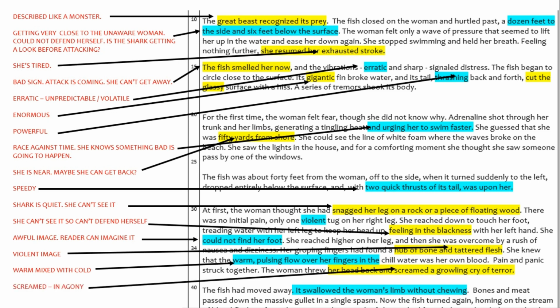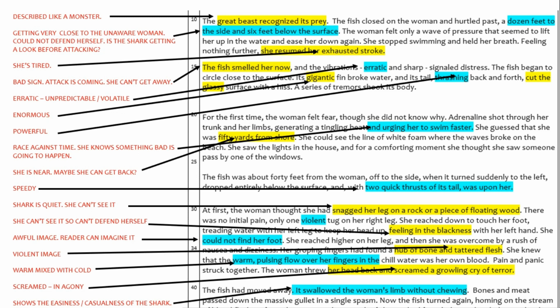"The woman threw her head back and screamed a growling cry of terror." So again, look at the words, look at the verbs used. Screamed, cry. Basically shows she's in agony and she's frightened. And the last one is "swallowed the woman's limbs without chewing." So this just shows that it's obviously a massive fish for a start, but they can eat a limb without even chewing. But it also shows straight away that it's quite an easy thing to do. It's not like the shark was struggling to bite her. It was literally just one bite in, her arm or her leg.